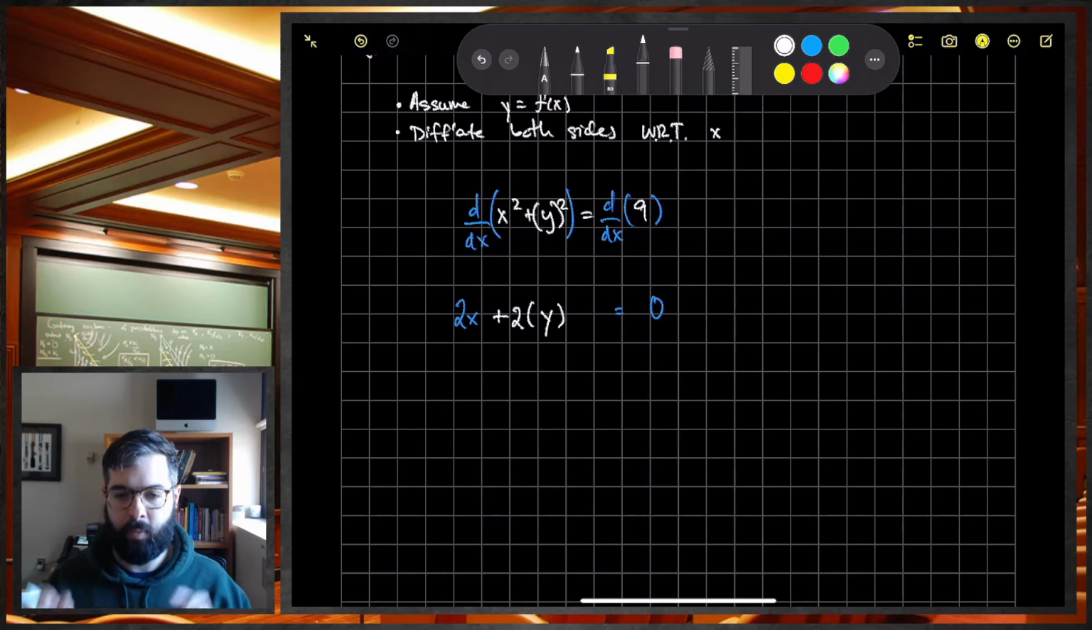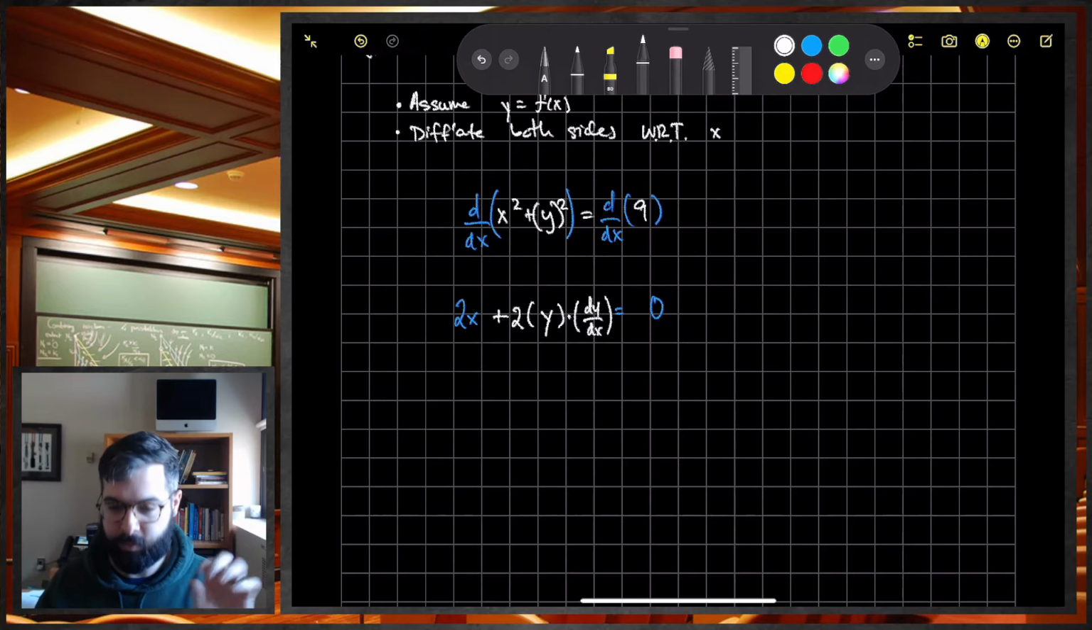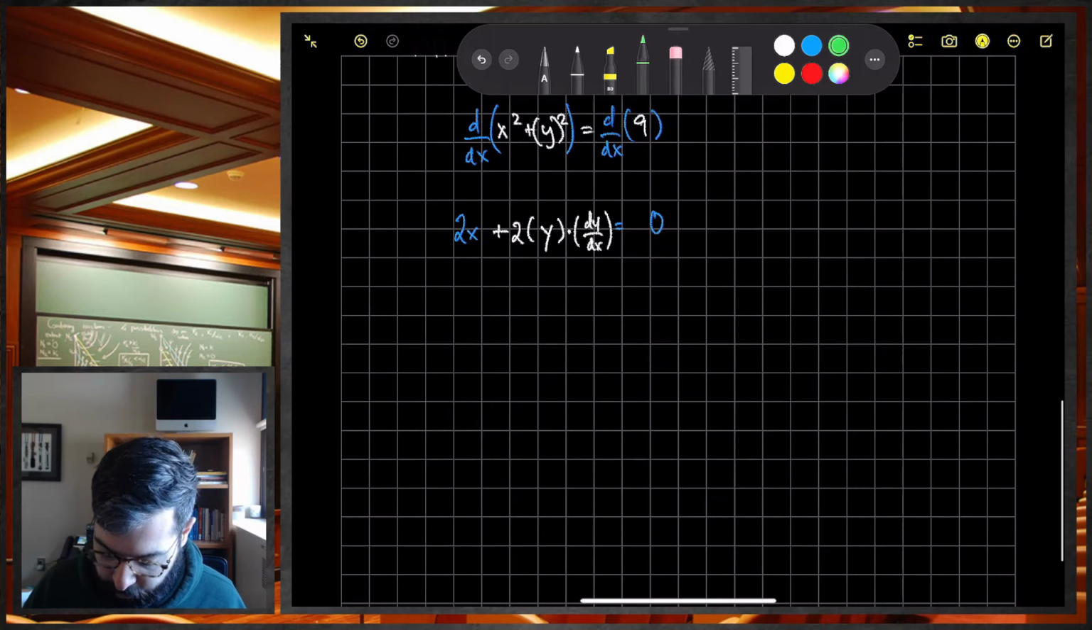Let me give myself some space over here. And then what's the second part of the chain rule? Derivative of the outer function times derivative of the inner function. Well, what's the derivative of the inner function? That's dy dx, the derivative of y with respect to x. We don't know what it is, but here we have access to it by using the chain rule, right? And so now we can solve for it, because this is now just a linear equation. So now you're solving for this guy.